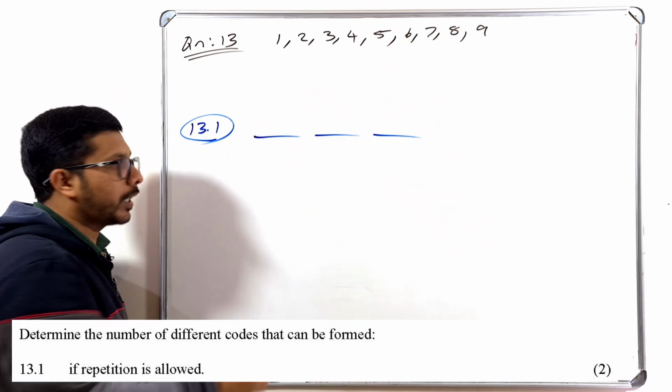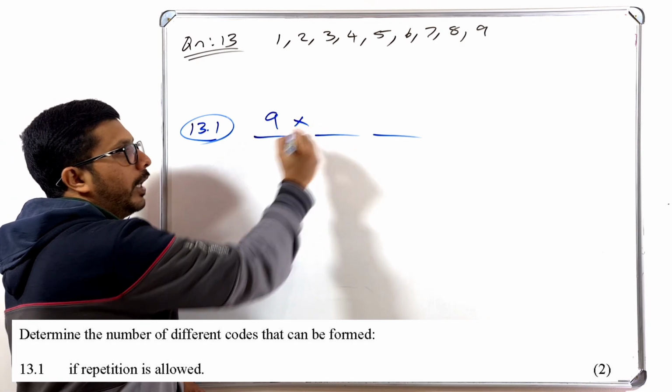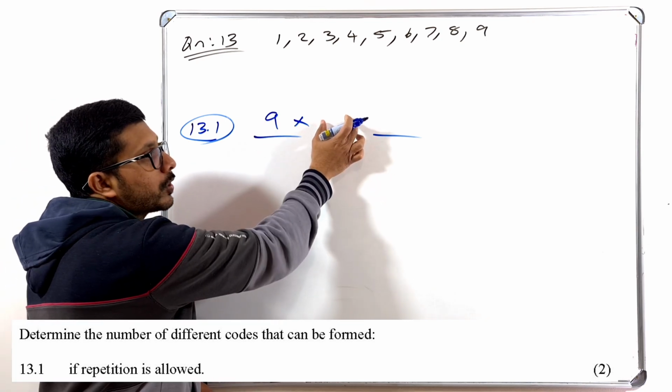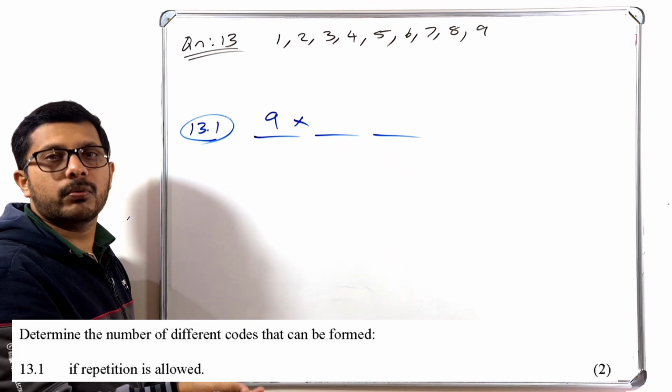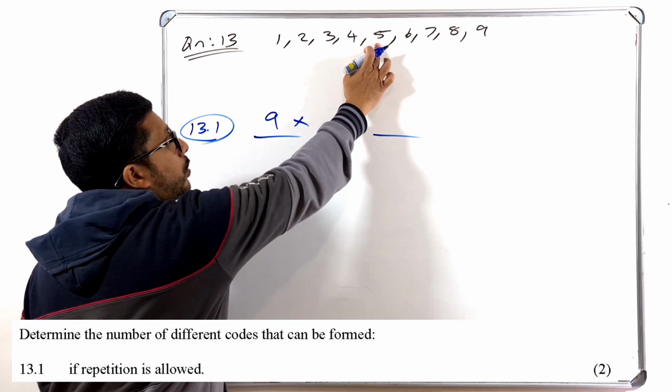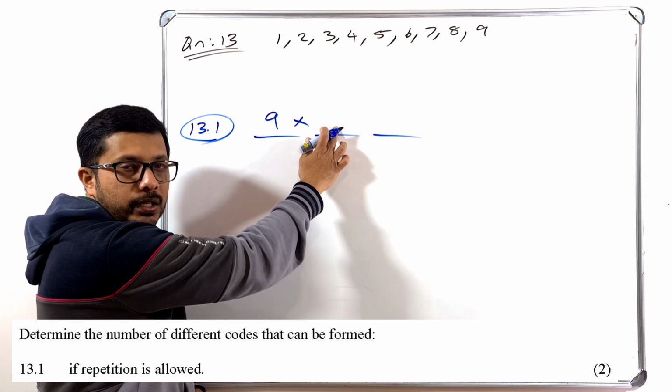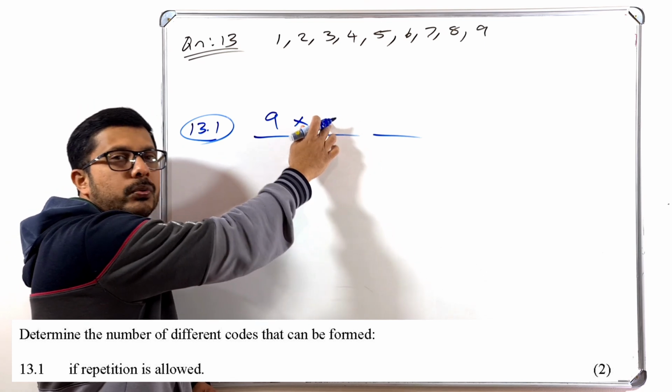So for this position to be filled, how many options do I have? 9 options. Am I right? So it is 9 times. Repetition is allowed, so for this position there also I have 9 options. For example, I used this 5 here, but that doesn't mean I can't use 5 here again. No, here also I can use that 5.